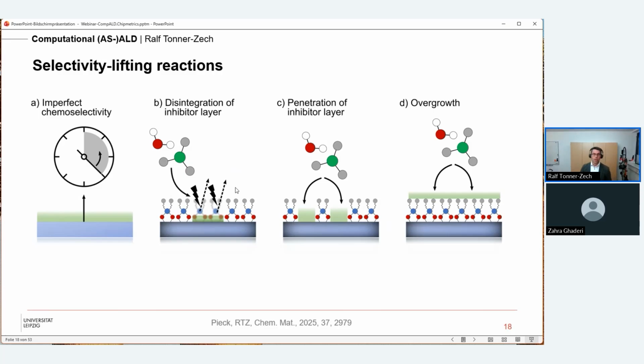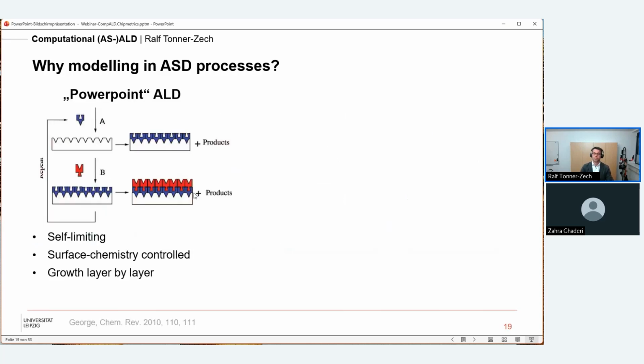And with inhibitor-based area-selective ALD, we have three major selectivity-lifting reactions. The first is that the precursor chemically attacks the inhibitor layer and destroys it. And this is often the most important one. But it can also be that the inhibitor layer is not perfect. So the density of the inhibitor layer is a key feature of every area-selective ALD process. Then the precursor can penetrate this layer and reach the reactive surface sites to start the nucleation. But it can also grow on top of this inhibitor layer. And all these mechanisms are in principle possible.